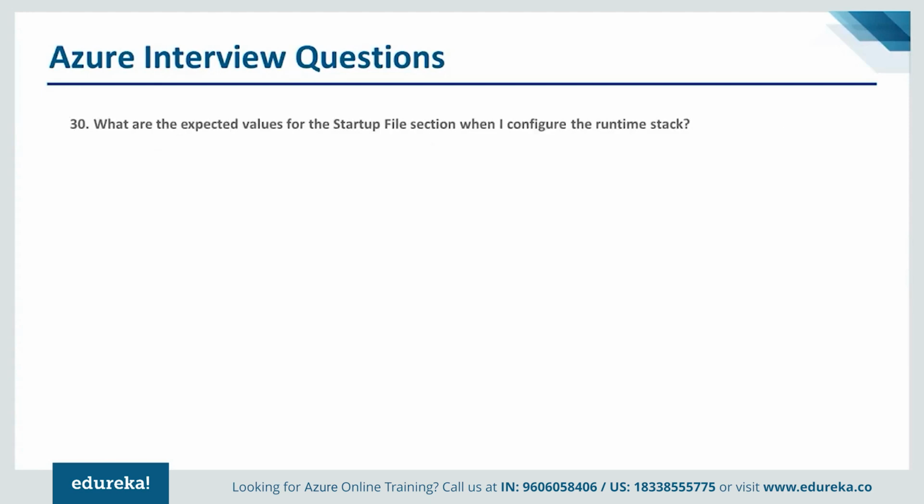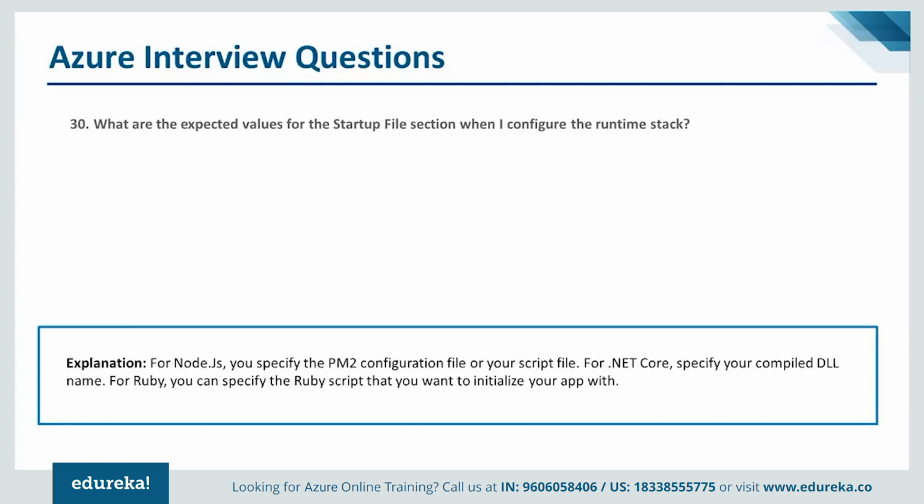Now talking about a few other things, what are the expected values for the startup file section when I configure the runtime stack? For Node.js, you specify the PM2 configuration file or your script file. For .NET Core, specify your compiled DLL name. For Ruby, you can specify the Ruby script that you want to initialize with your app.